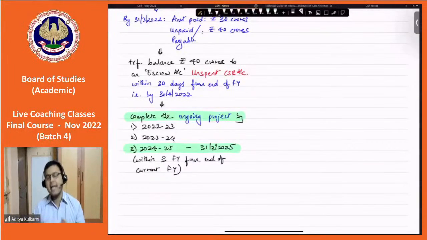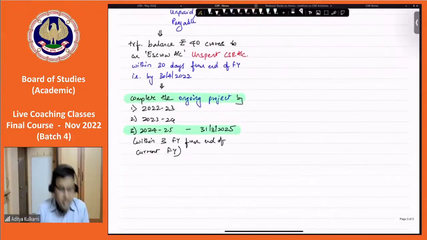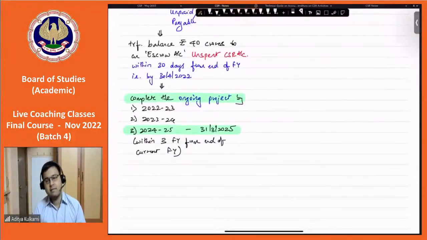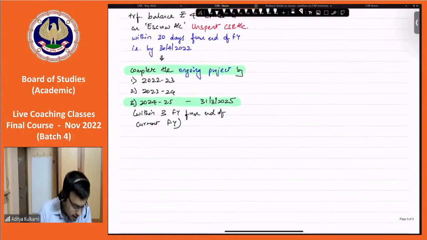Look, I know where to spend the money. I have an ongoing project. You should have the intention to complete that, and when you have the intention, it should be visible. Whatever project is there, 3 years is more than sufficient to complete that. So within 3 financial years from the end of the current financial year, you have to complete. If you have completed and spent the amount, absolutely no problem.